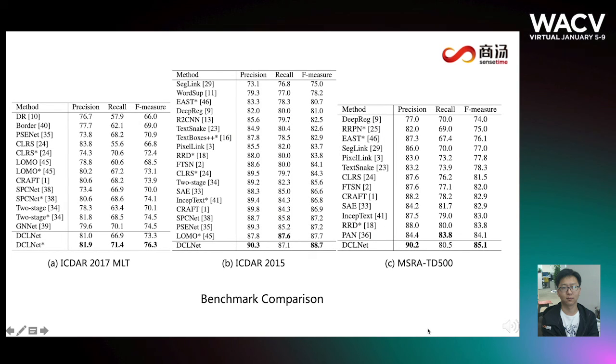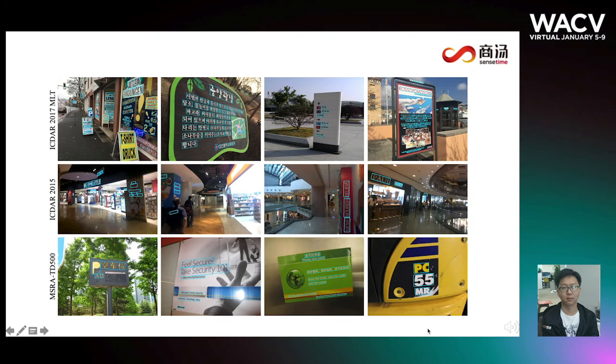Here we evaluate DCLNet on 3 challenging public benchmarks: ICDAR 2017 MLT, ICDAR 2015, and MSRA-TD500. These are some example detection results on the 3 benchmarks. We can see that DCLNet could accurately localize text with any quadrilateral shapes.